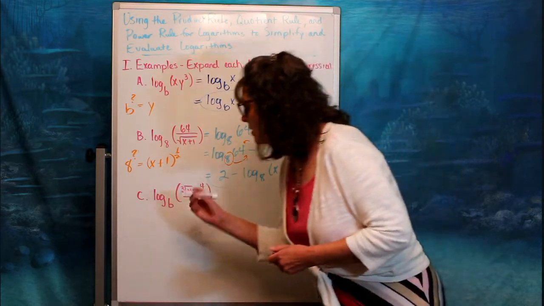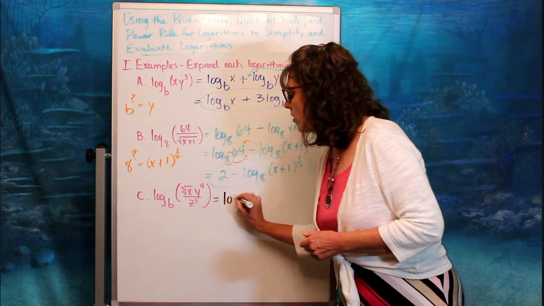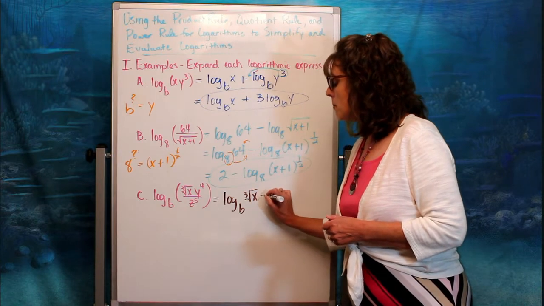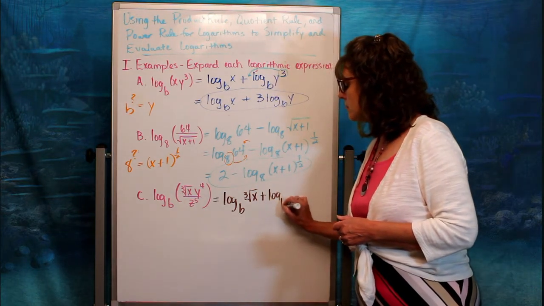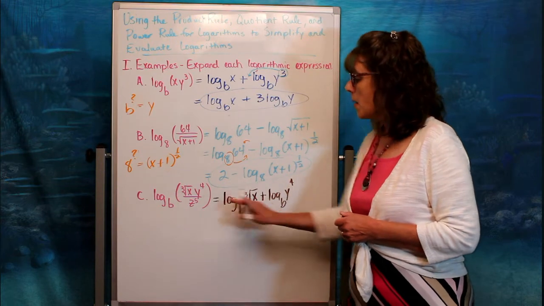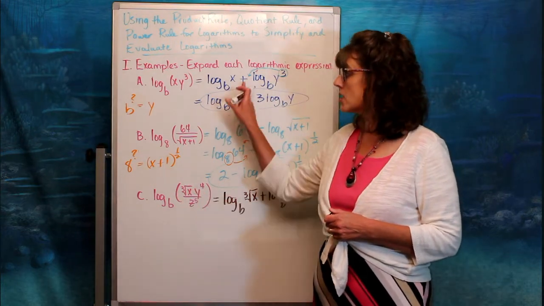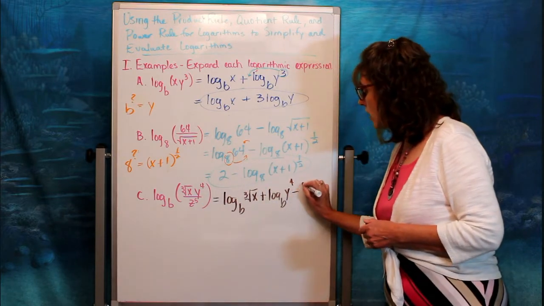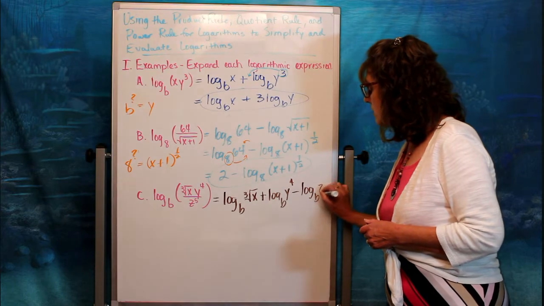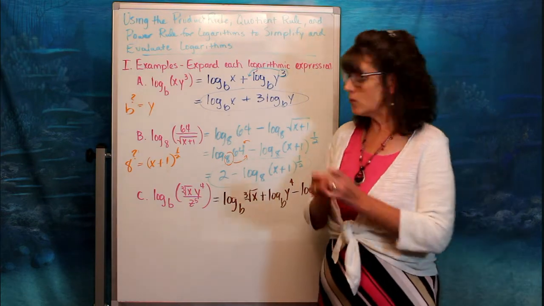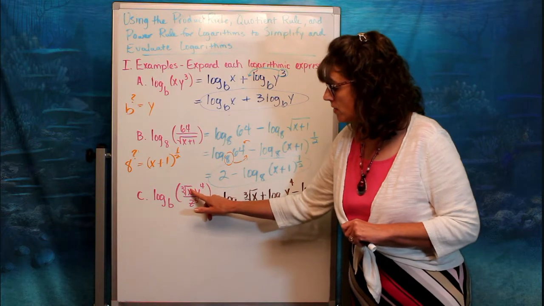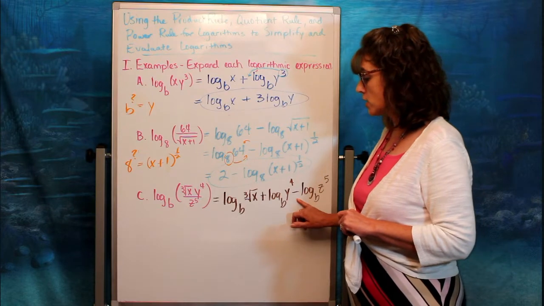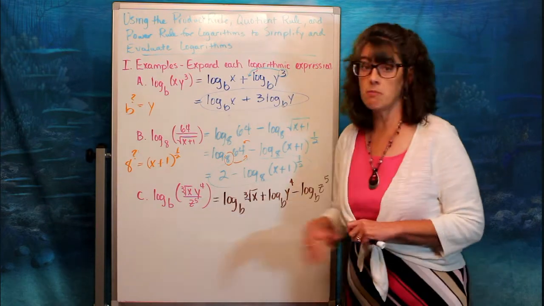So I can expand this one out and say this is going to be log base b of the cube root of x plus log base b of y to the fourth. But remember, multiplication leads to addition, and division leads to subtraction. So now I'll subtract log base b of z to the fifth. Once again, multiplication here leads to addition of these two, division here leads to subtraction, and notice every one of these carried over that same base.